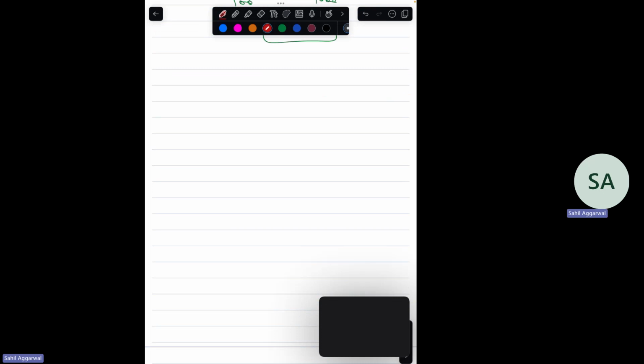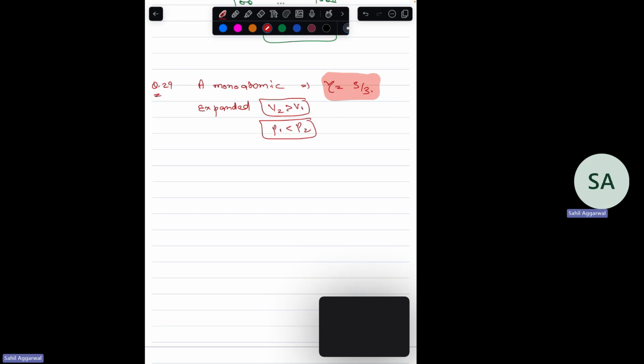Now we'll see question 29. A monoatomic gas. Since it is monoatomic, we will write its gamma. Gamma would be 5/3. It is expanded, meaning V2 is greater than V1 and P1 is lesser than P2. No, P1 is greater than P2. Pressure will decrease, volume will increase.